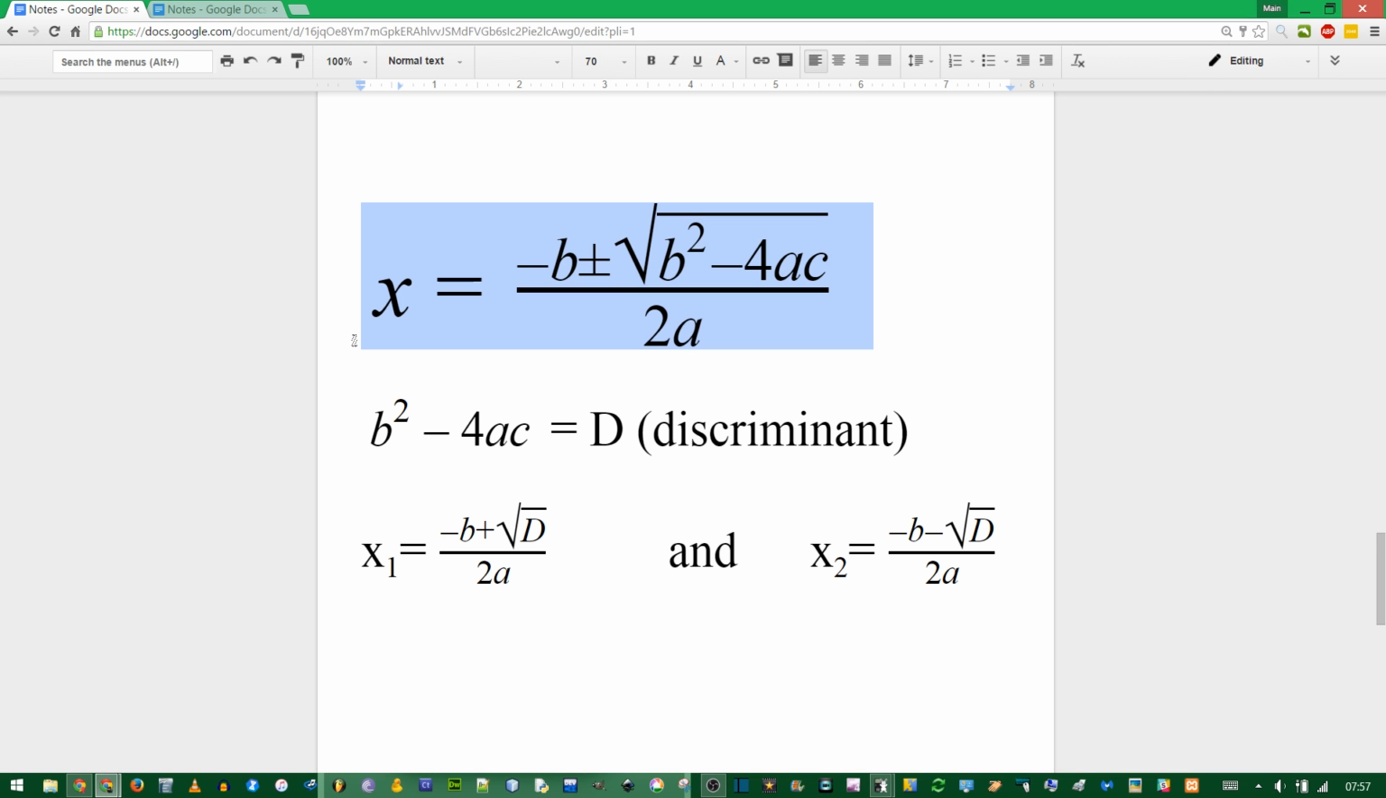Hopefully you remember that the quadratic formula is given by this equation, and it solves your quadratic roots for x1 and x2. The part under the square root, b squared minus 4ac, is known as the discriminant. We're going to calculate that first and store that in a variable d. Then since there's a plus and minus, you have x1 and x2, where you add the square root of the discriminant and where you subtract it. These are going to be two separate variables.